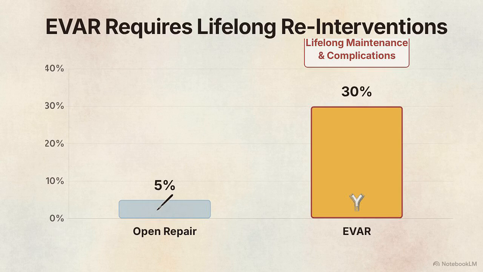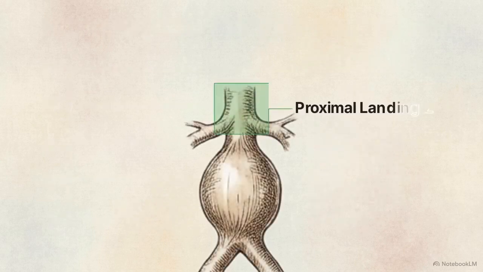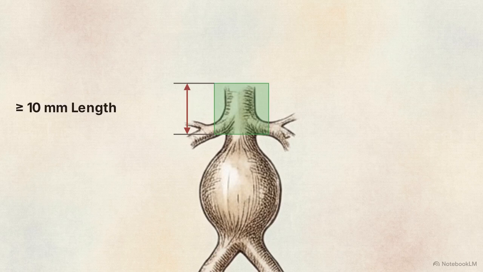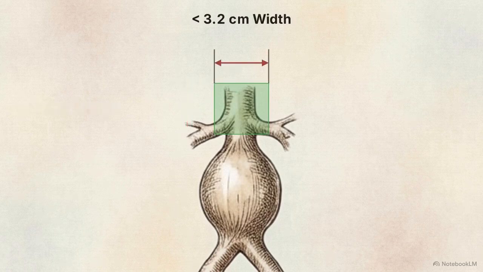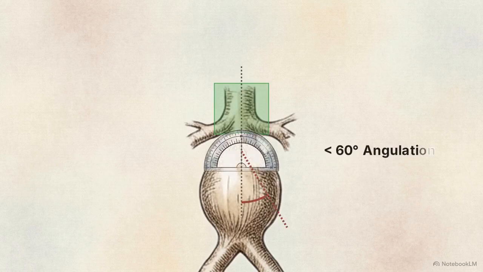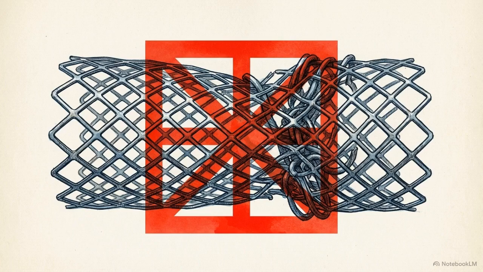the seal. To mitigate these failures, physicians must adhere to strict anatomical criteria for the proximal landing zone, the healthy segment of aorta just above the aneurysm. The neck must be at least 10 millimeters long, less than 3.2 centimeters wide, and angled at less than 60 degrees. Violating these geometric limits guarantees device failure.